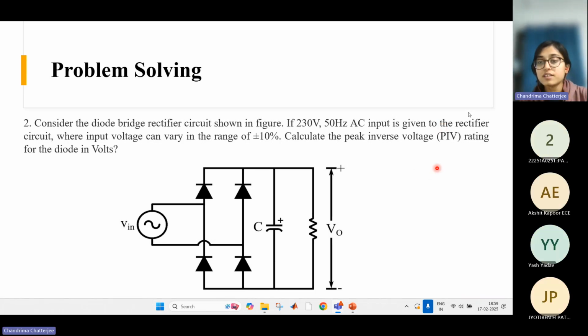Okay, let's start. So, can anybody tell me how to calculate the peak inverse voltage rating of the diodes?